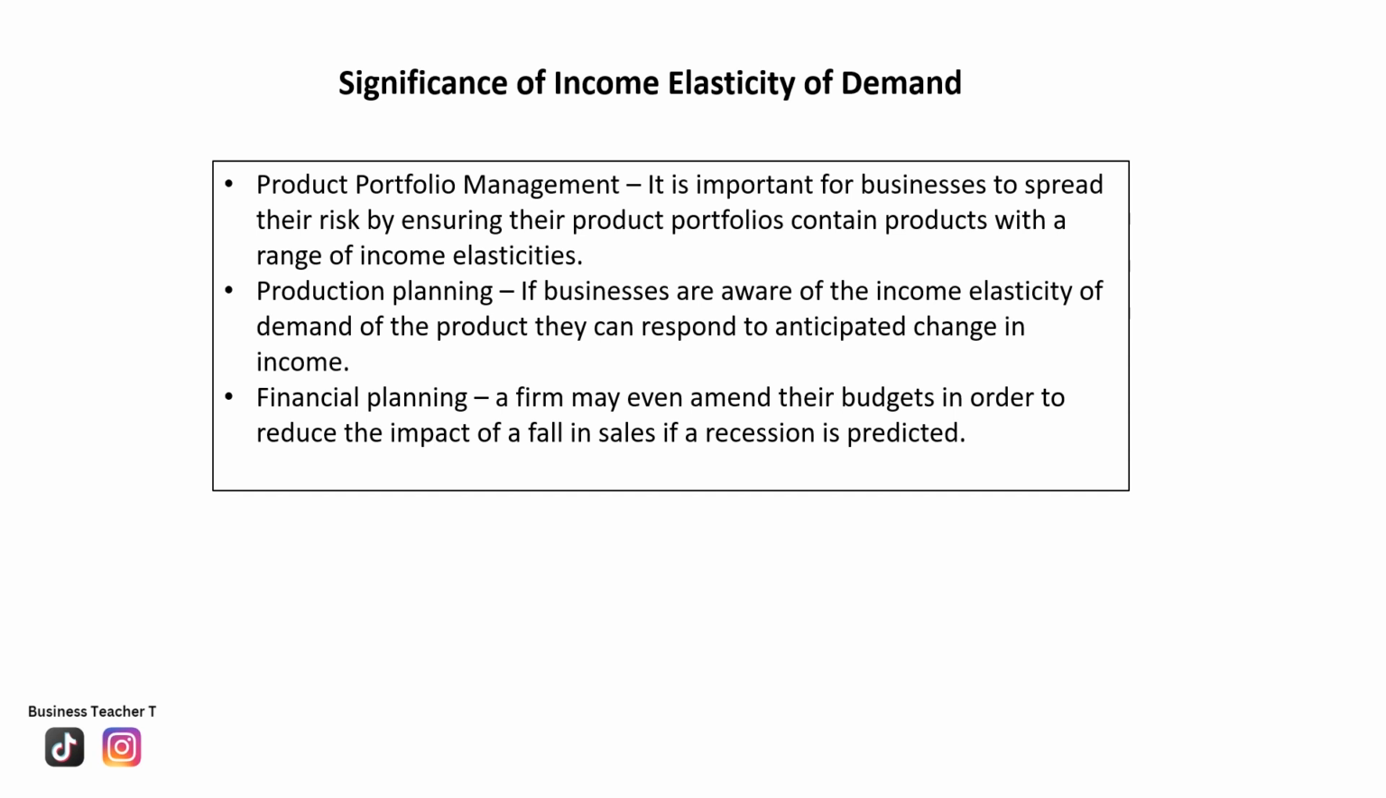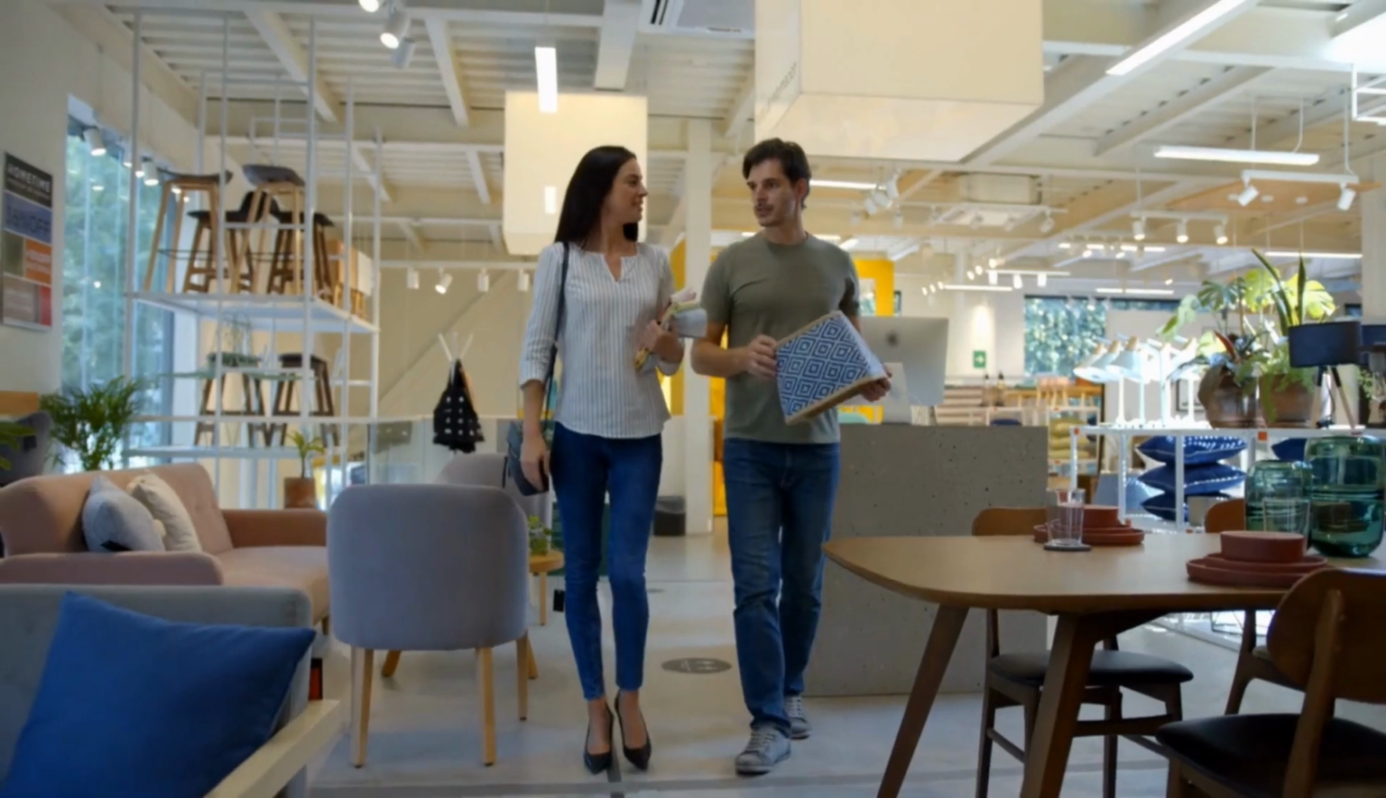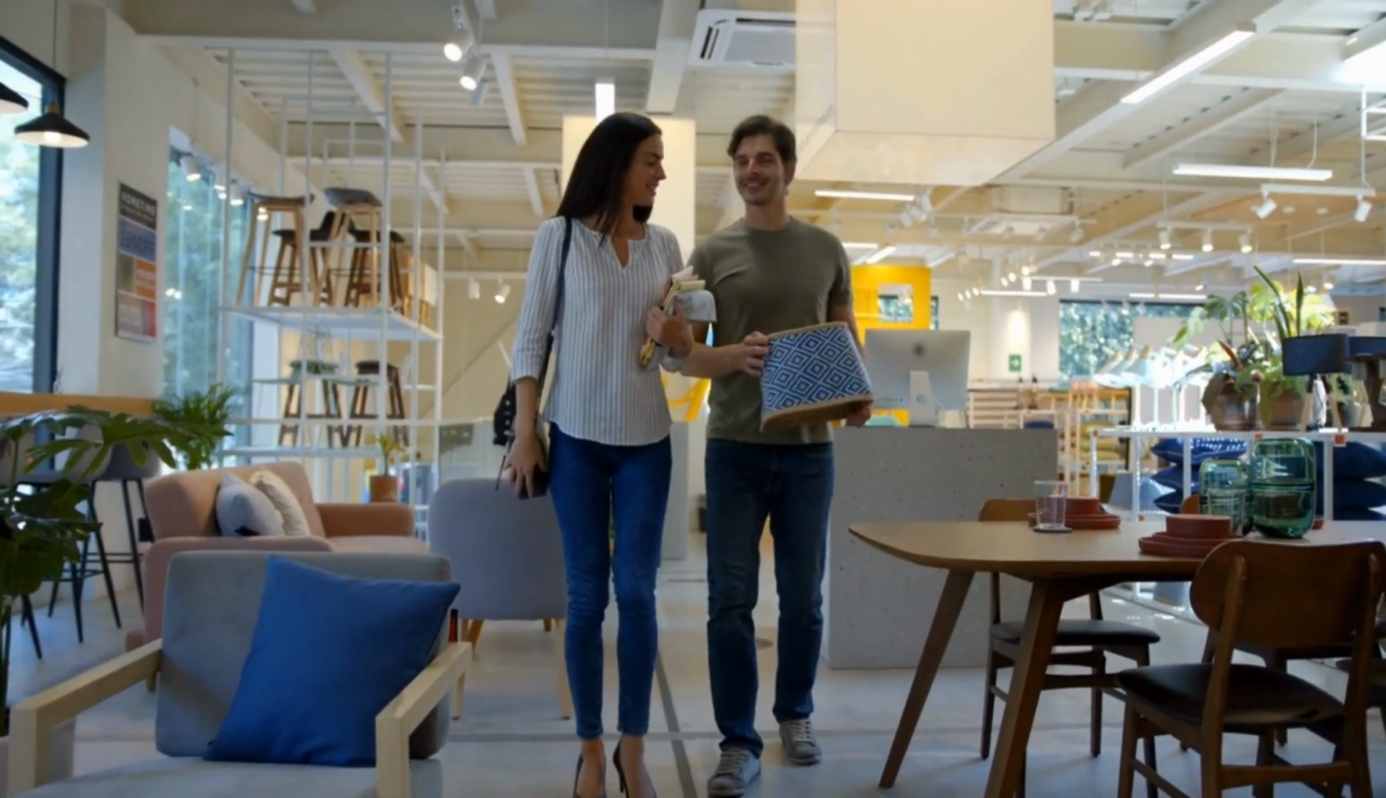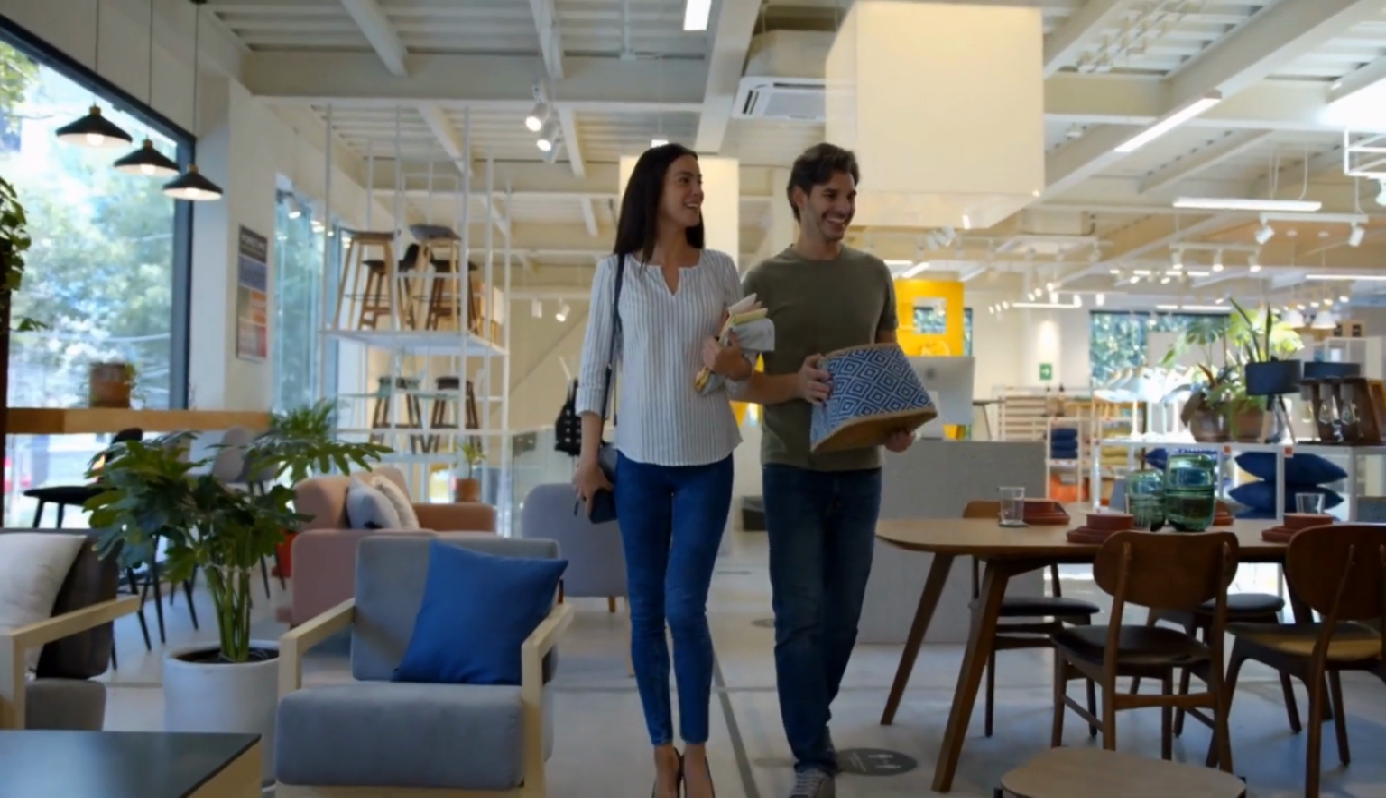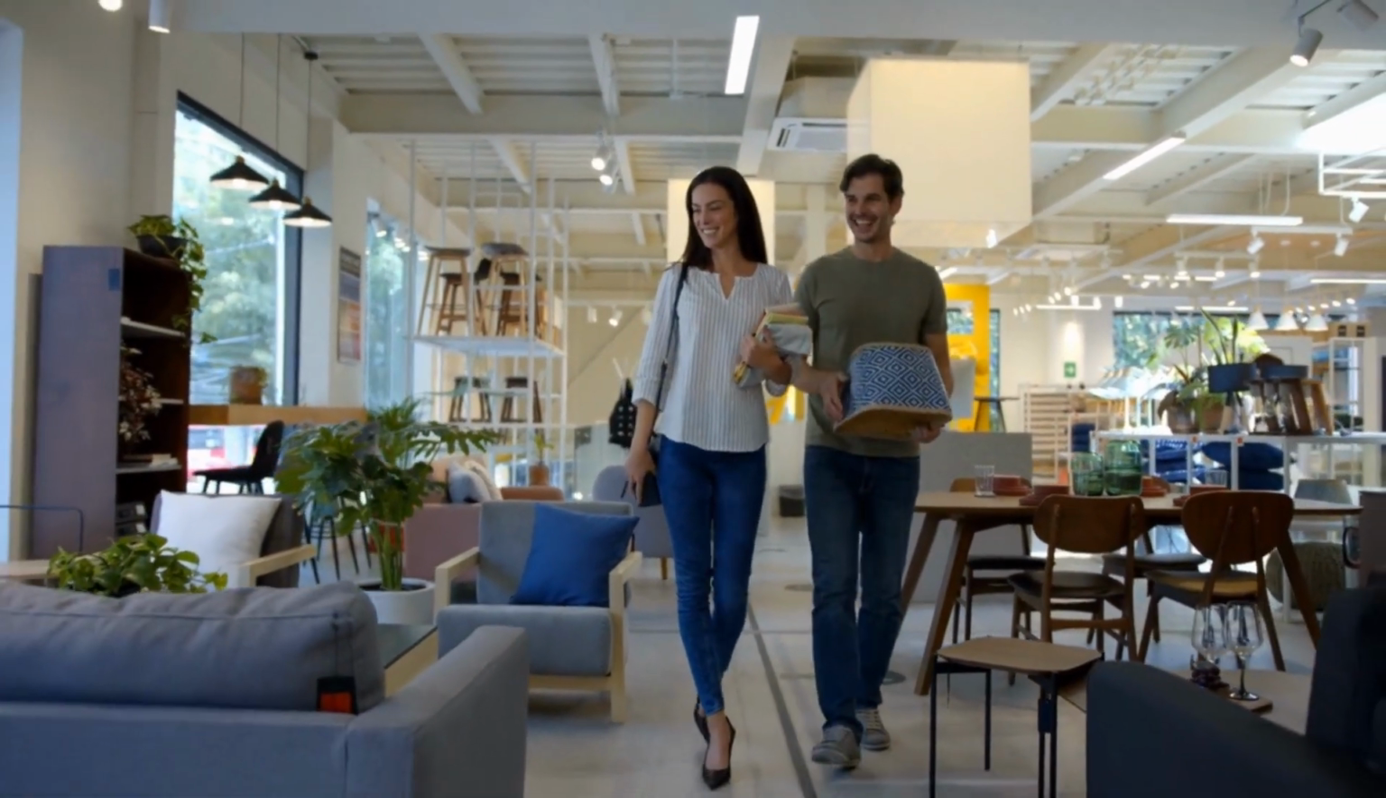It's important to know the significance of income elasticity of demand and how it will impact on businesses. Now, one of the ways is product portfolio management. Some manufacturers have the flexibility to switch from one product to another when they notice a change in income. Others don't. Therefore, it is important for businesses to spread their risk by ensuring their product portfolios contain products with a range of income elasticities.